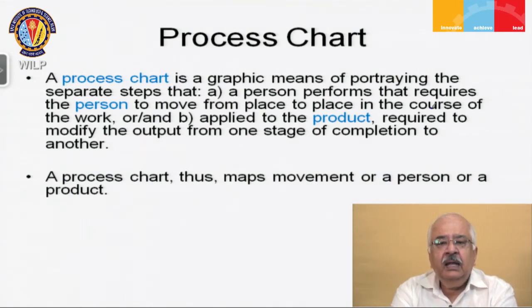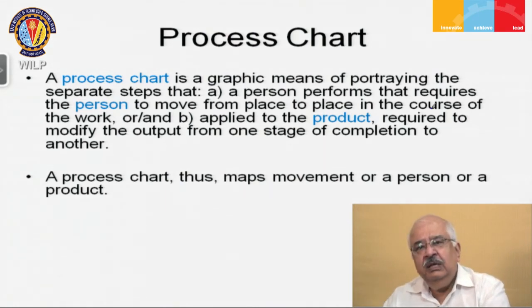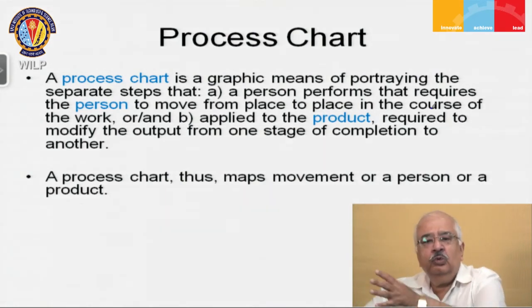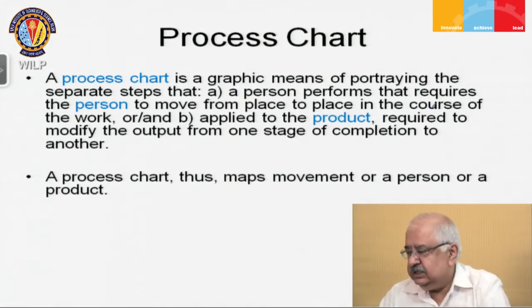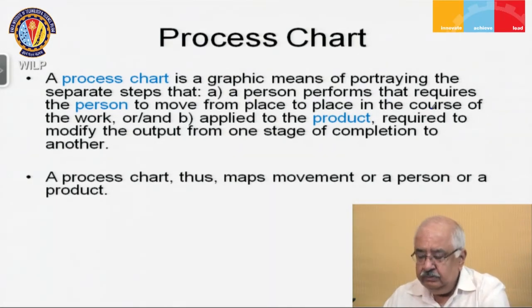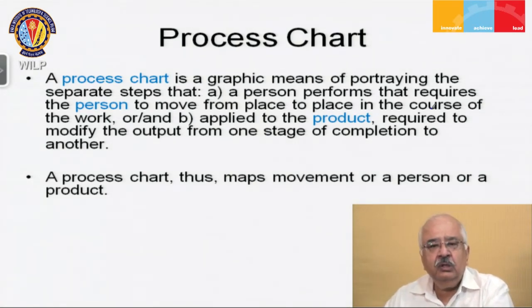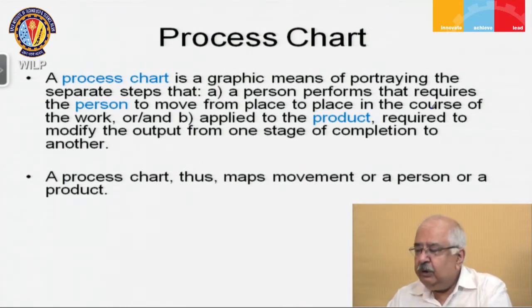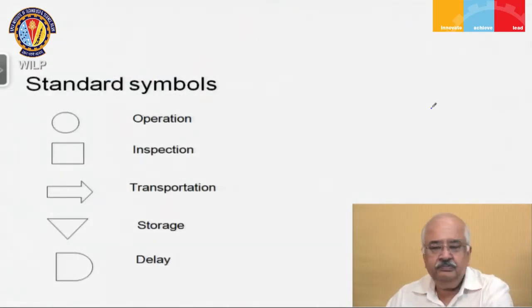And it is while that particular piece is being processed or being formed into the final form, which is the finished good. So we try to trace the path either of an individual who is going through this process of converting the input into the output, or we trace the path of the product which is being converted into the finished good. So the process chart maps either the movement of a person or of a product.